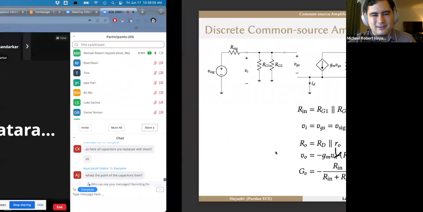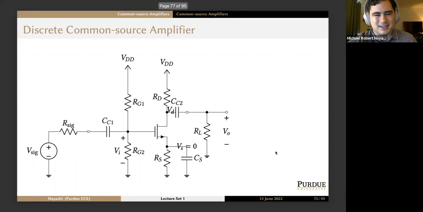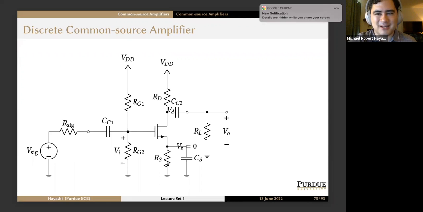What's the point of the capacitors? So the point of the capacitors is in their name. For the bypass capacitor CS, it bypasses RS when you're doing the mid-frequency, small signal analysis. However, RS is allowed to help you during the DC biasing. It's very important to have RS because it prevents any sort of bad behavior when you're biasing.